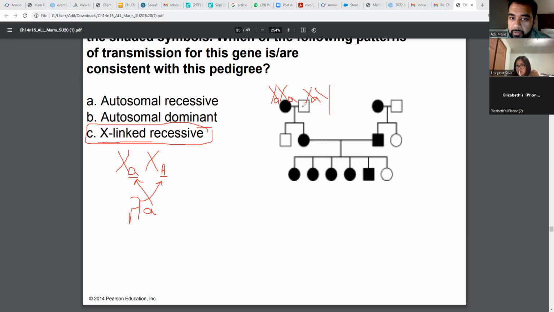But are they showing it? We said they're only showing it if they're shaded, right? Is this person shaded? No. That means they're not showing it, right? So now, again, we're assuming that if they're showing it, it's because it's X-linked recessive. So they're not showing it. That means they can't be recessive, because they only have one version of X. If they had little a here, then they would be shaded in.